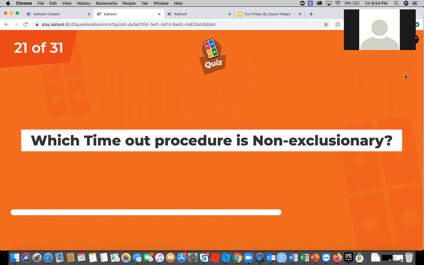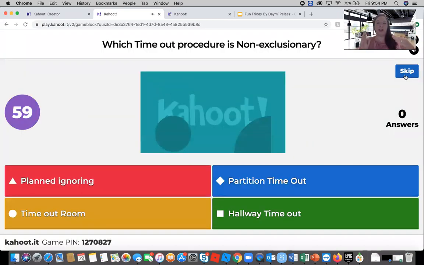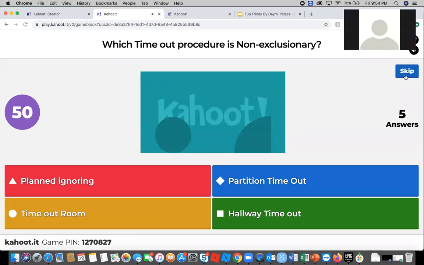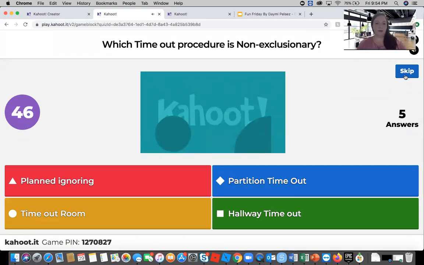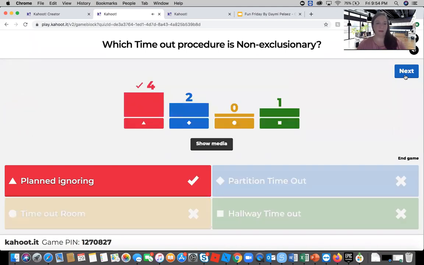Those are tricky ones. Timeout procedure is non-exclusionary. Which one? Non-exclusionary. It's a great question. I love it. Making us think. And ignoring. All the rest are what? Exclusionary, very good.